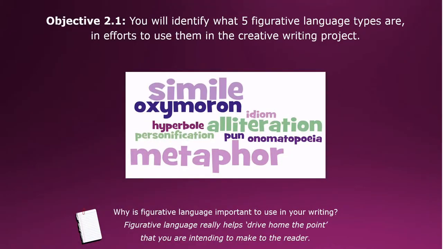Objective 2.1. You will identify what 5 figurative language types are and efforts to use them in the creative writing project. Why is figurative language important to use in your writing? Figurative language really helps drive home the point that you are intending to make to the reader. As you can see, there are various types: simile, oxymoron, idiom, alliteration, hyperbole, personification, pun, onomatopoeia, and metaphor. Within this lesson, we will solely focus on 5.